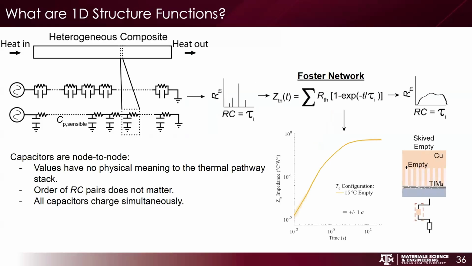And so this is called the Foster network. What it does is it takes the different time constants. We have different RC nodes through a heterogeneous composite. We can look at it and do a Fourier analysis or a Fourier transform.